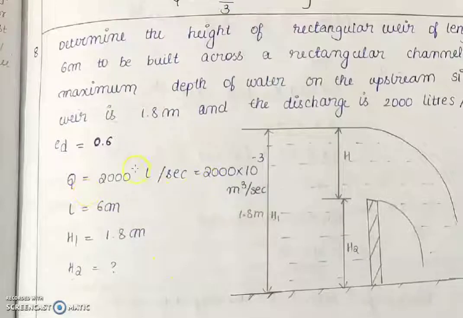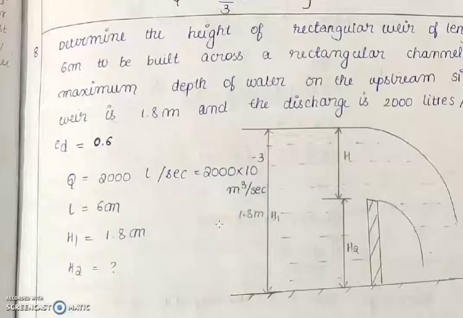So Q is given, so I am converting it into an SI unit, that is in meter cube per second. L is given as 6 meter, length is given as 6 meter. You are asked to find out H2. Here I have marked H and H2. So H is the depth of water, the maximum height at which this particular water is flowing from the bottom. So the capital H1 is given as 1.8 meters. You are asked to find out the height of the vertical wall, or height of the weir. So H2 is asked.